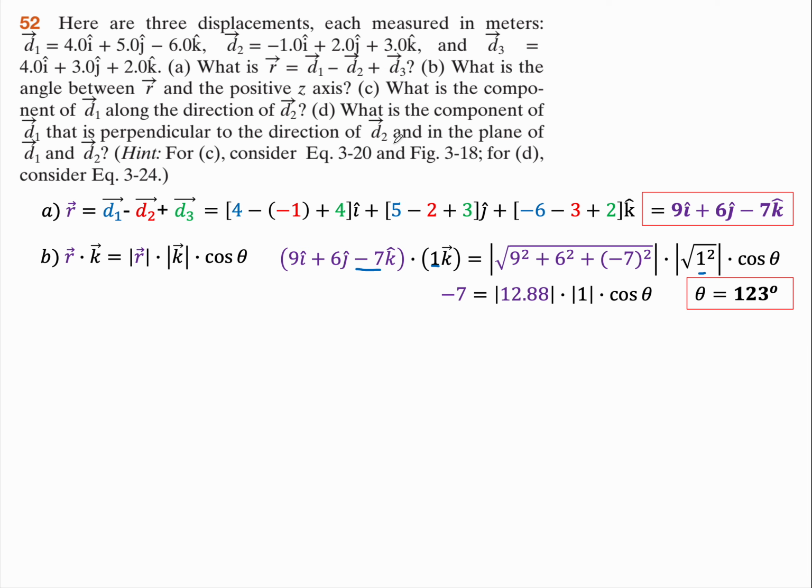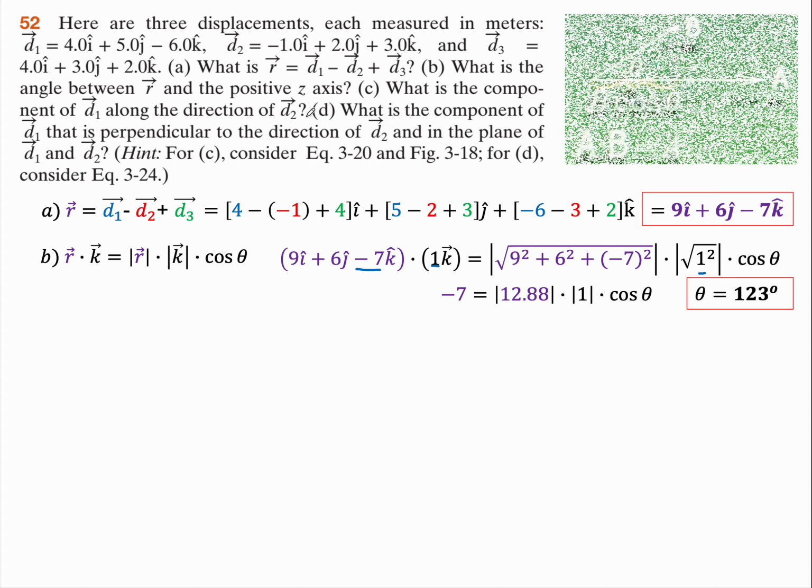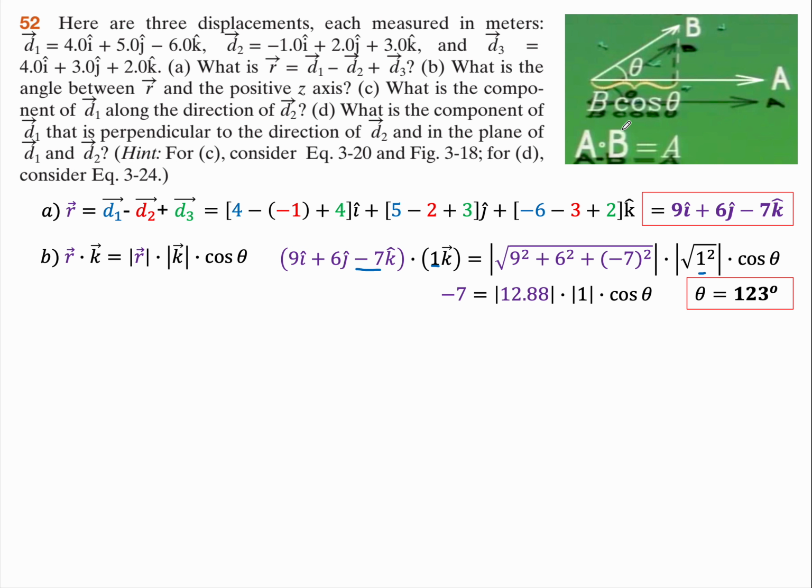C, what's the component of d1 along the direction of d2? And you might say, whoa, what in the world is going on here? If you remember, the dot product literally finds the component of b that is along a. And so that's what we say, a dot b is actually equal to a times b cosine theta. Well, b cosine theta is literally the component of this vector b along vector a. So we're going to do the exact same thing except with d1 and d2.